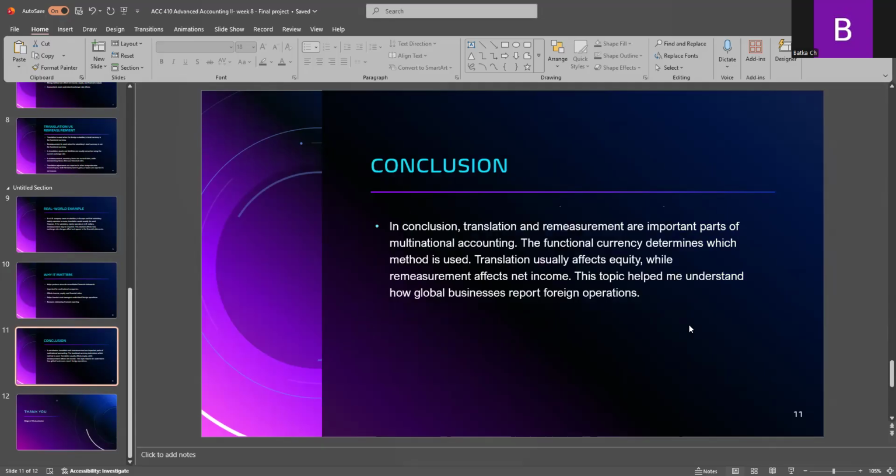In conclusion, translation and remeasurement are important parts of multinational accounting. The functional currency determines which method is used. Translation usually affects equity, while remeasurement affects net income. So this topic helped me understand how global businesses report their foreign operations.